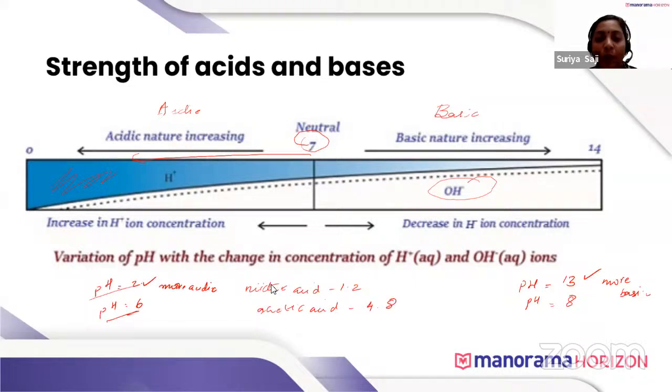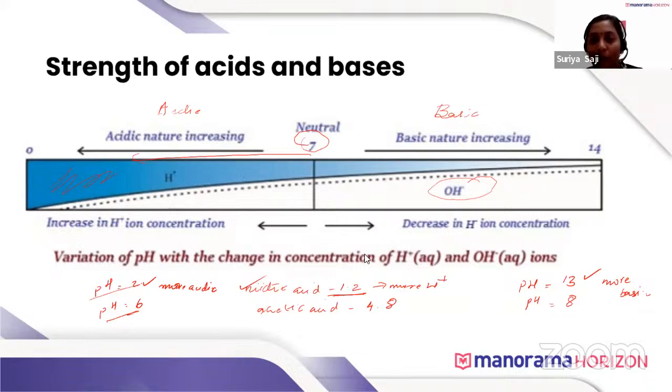Okay, so which is more acidic? Nitric acid will be more acidic. The pH value is less, right? So this nitric acid will be having more H plus. pH will be low. Like that, we can compare the strength of acids and bases.